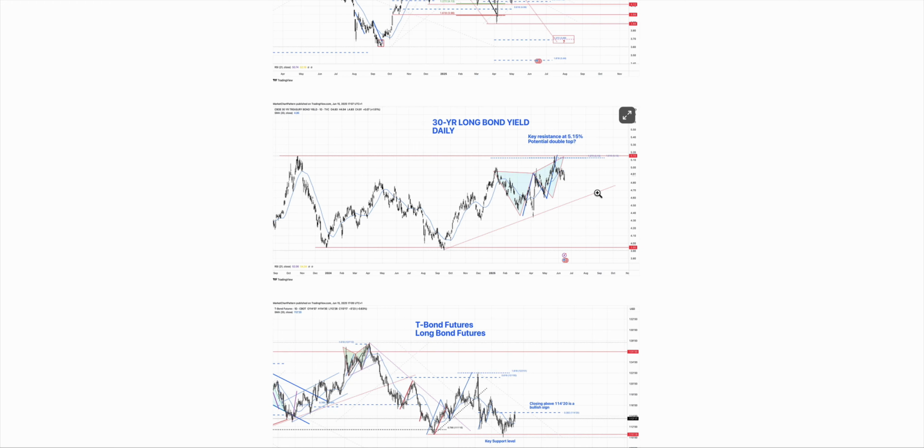And then if we move to the long bond futures, they form this nice pattern formation in the shaded region.